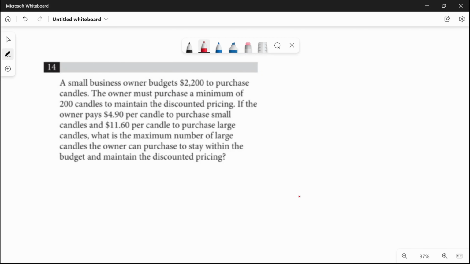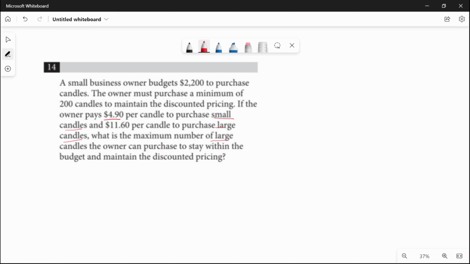A small business owner budgets $2,200 to purchase candles. The owner must purchase a minimum of 200 candles to maintain the discounted pricing. If the owner pays $4.9 per candle for small candles and $11.6 for large candles, what is the maximum number of large candles that the owner can purchase to stay within the budget and maintain the discounted pricing?